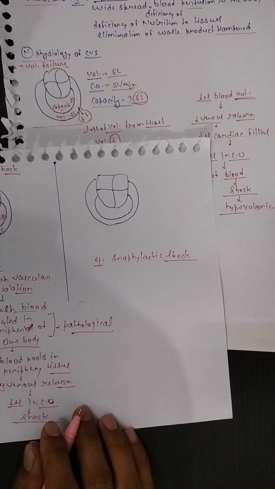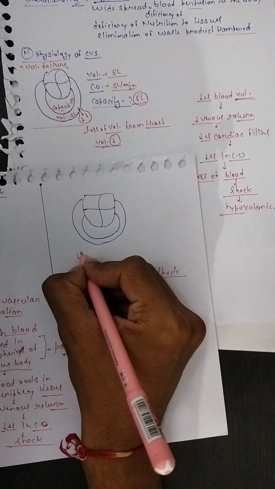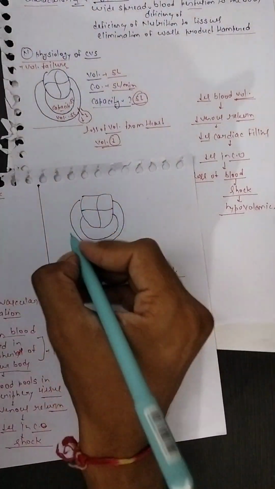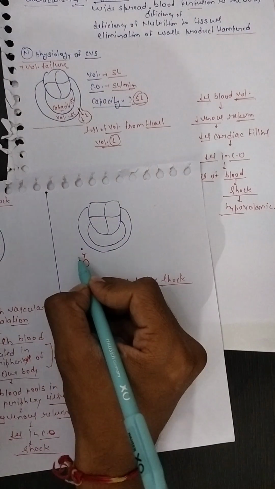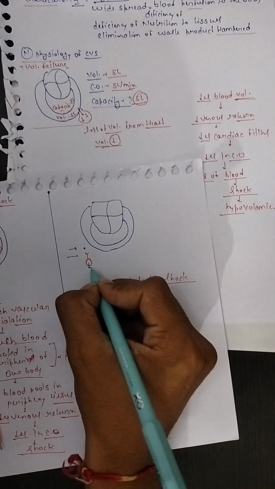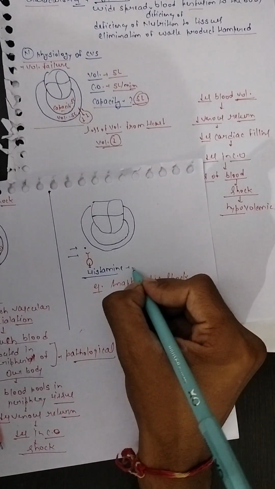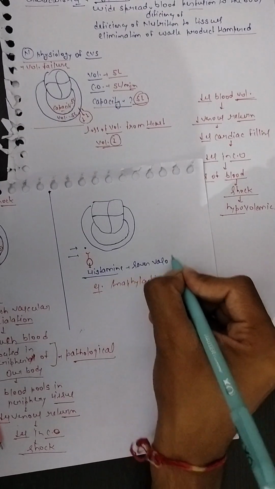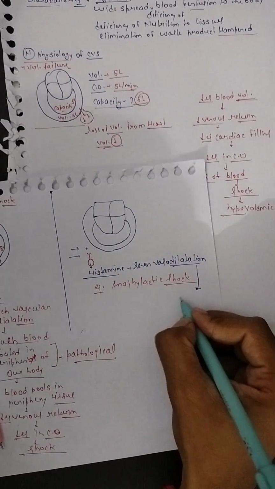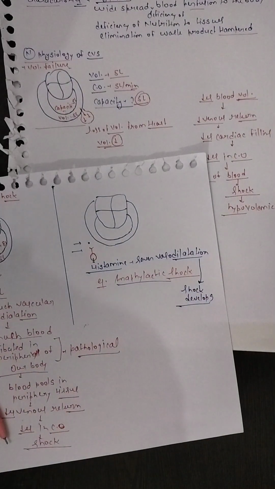What occurs in anaphylactic shock? Suppose this is our heart and here are our mast cells, and IgE antibody is present on the mast cells. Suppose we give a drug to this patient. This drug interacts with this antibody, and due to the interaction between the drug and the antibody, these mast cells release histamine, and this histamine causes severe vasodilation, and due to this vasodilation, shock develops. This is the mechanism of anaphylactic shock.